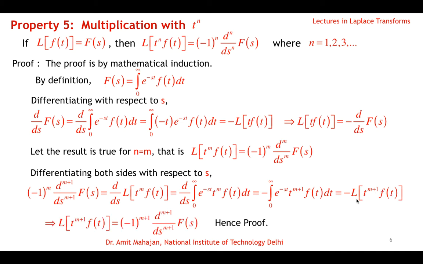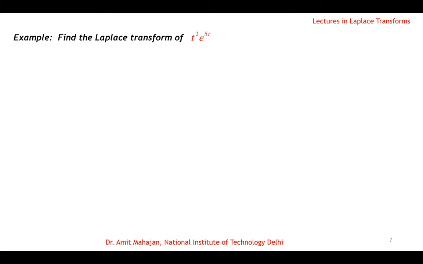So this proves our result for m plus 1, that the Laplace of t power m plus 1 f(t) is minus 1 raised to power m plus 1 into the m plus first derivative of F(s). Okay, so this is the fifth property. I'll take an example on this property, say find the Laplace transform of t square e power 5t.